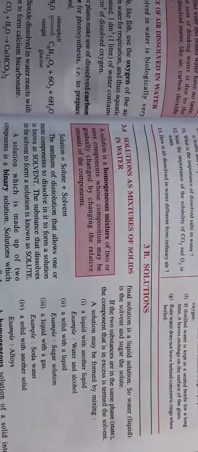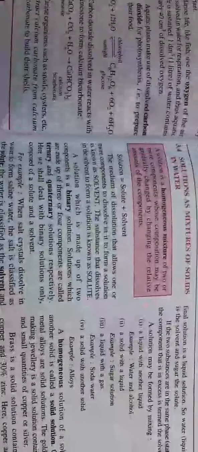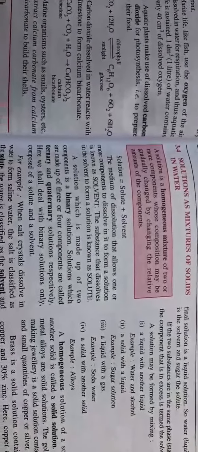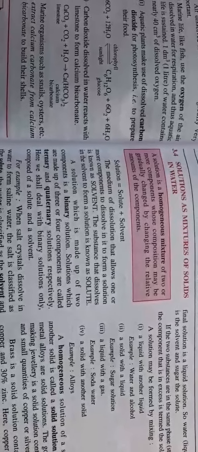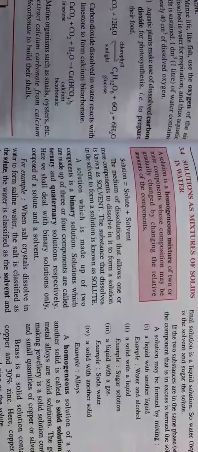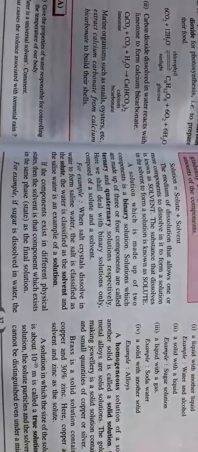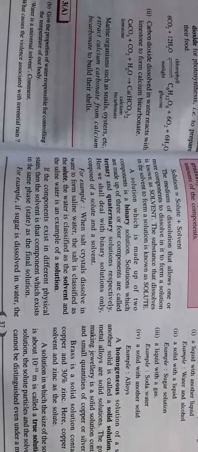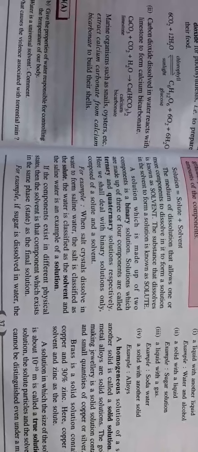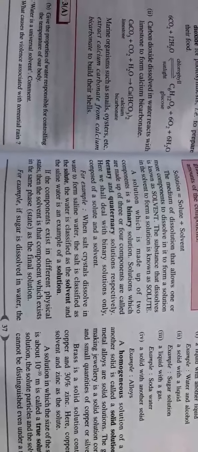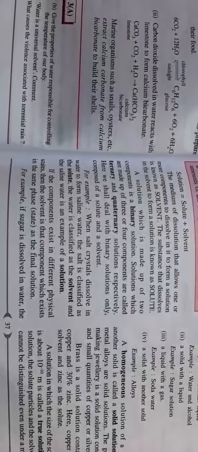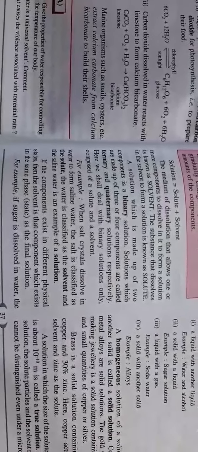A solution which is made up of two components, we call it a binary solution. A solution made up of three, we call it trinary, and if four components are present, we call it quaternary solutions. When a salt crystal dissolves in water, it forms saline solution. The salt is classified as solute and water is known as solvent, and the saline water which we get is known as solution. If the components exist in different physical states, then the solvent is the component which exists in the same phase as the final solution.